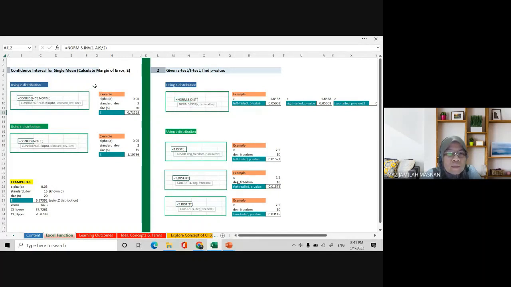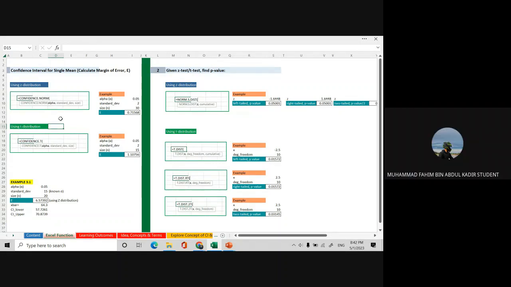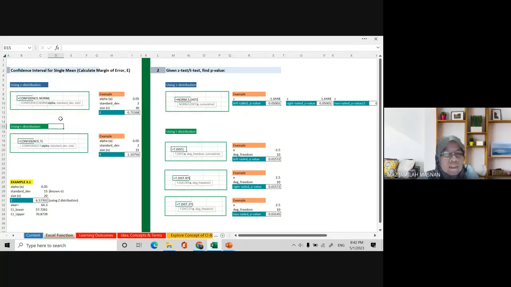Now, how to get the margin of error? We know that we can have the Z distribution, or the normal distribution, and the T distribution. So you have two categories here. The blue one is for the Z distribution, and the green one is for the T distribution. When do we use T distribution, class? When n is less than 30. Yes, when n is less than 30, we have to use the T distribution.